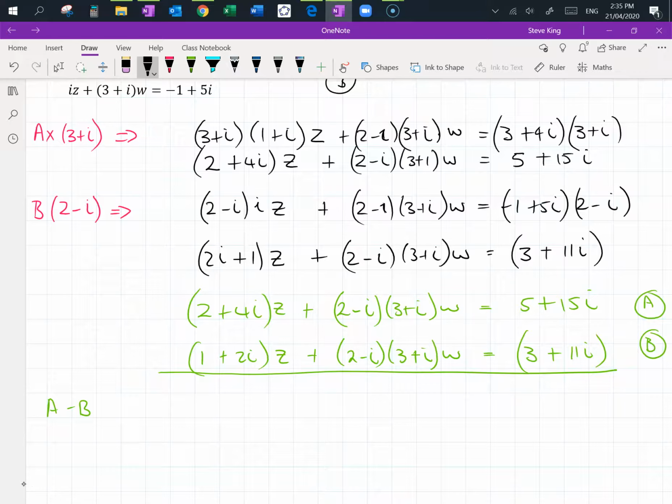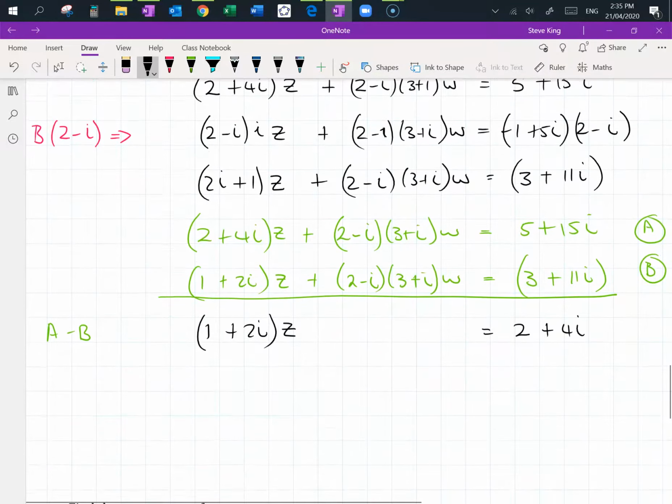So I've got 2 take away 1. That's going to leave me with (1 plus 2i) Z. I know the W is going to go because I've set it up like that deliberately. Now I've got 5 minus 3, which is going to give me 2. And I've got 15i take away 11i. That's going to give me plus 4i.